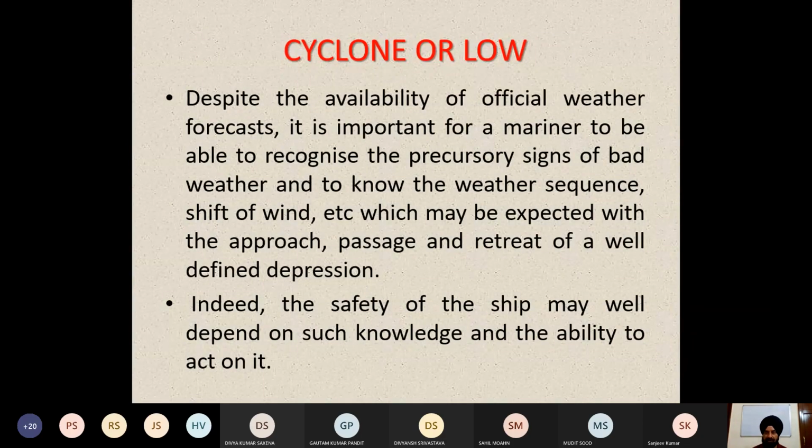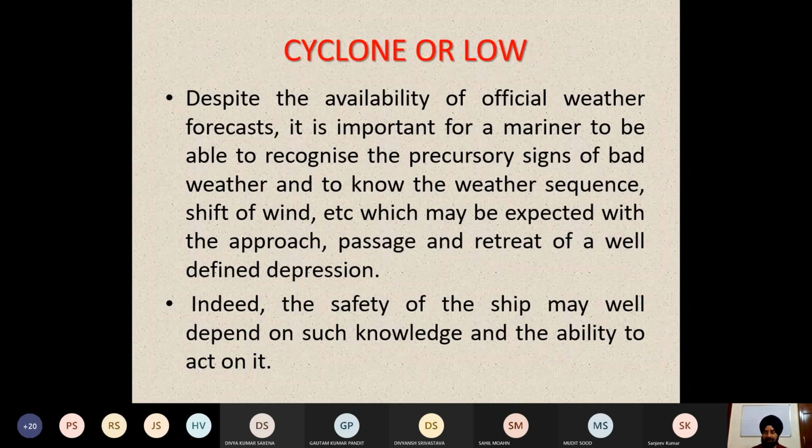Keep it strong. So precursory signs of bad weather, and to know the weather sequence, shift of wind, which may be expected with the approach, passage and retreat of a well-defined depression. So if you know a few things, in low pressure, how the wind moves, what is veering, what is backing, and what is convergence, divergence of air, and reading this weather report, the meteorologists give you a lot of information.